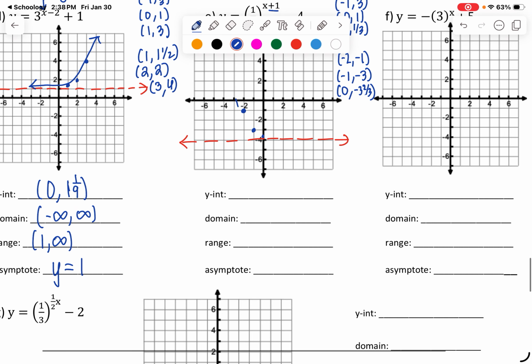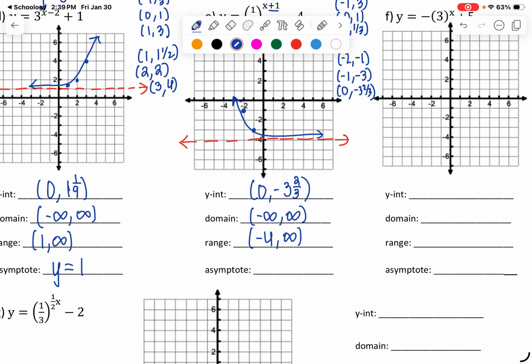I can see that this is exponential decay now. I could tell before I graphed too. My y-intercept, I already found it. It was 0, negative 3 2/3, or that's negative 11/3. My domain, all real numbers. My range is negative 4 to infinity. And my asymptote is y equals negative 4.